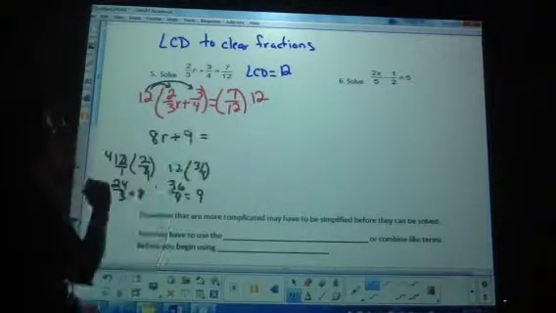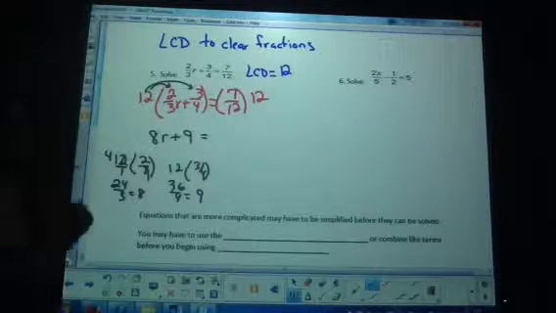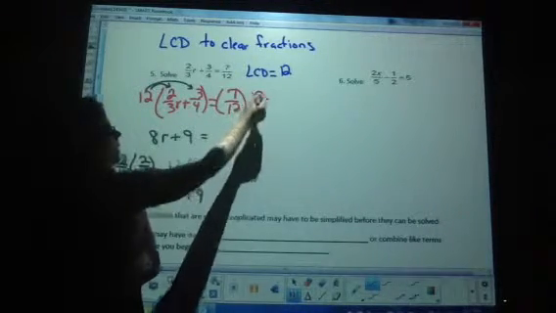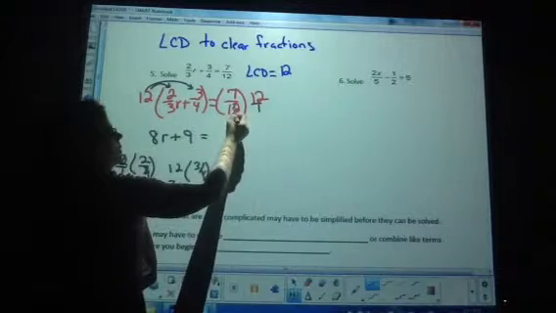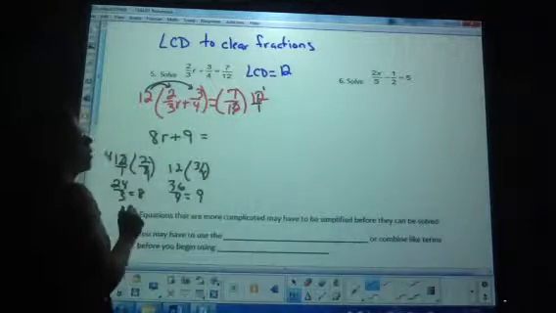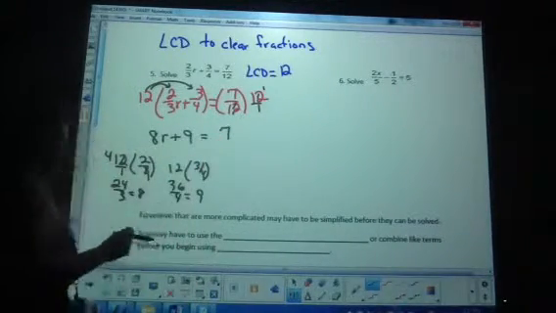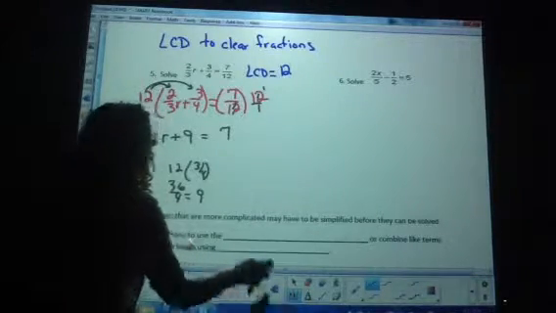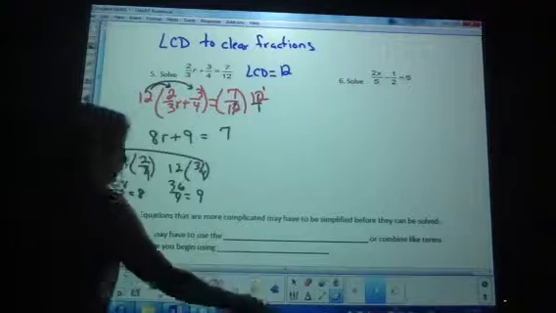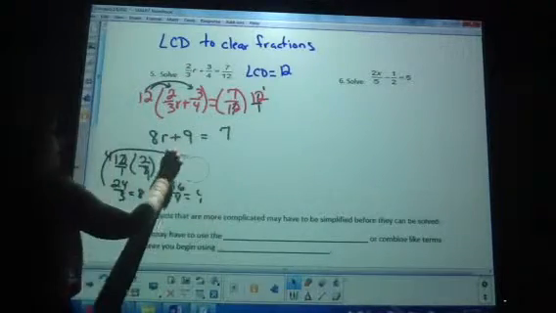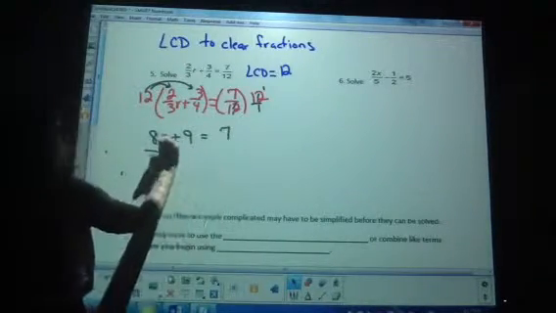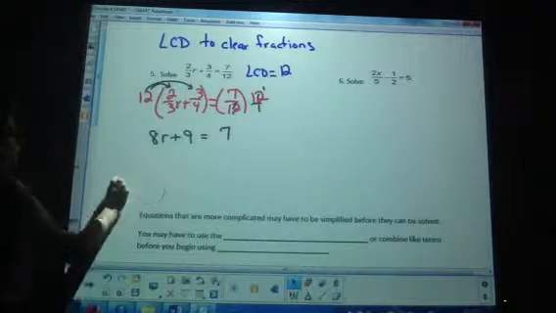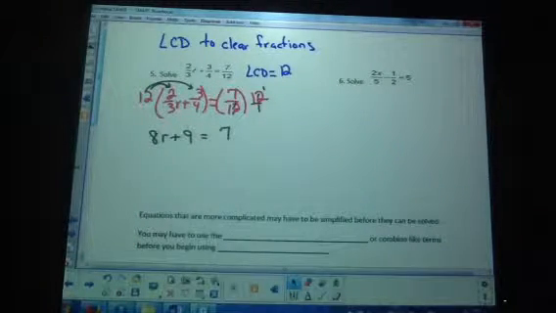All right, now on the right side, well, my 12s can cancel out to 1, right? So on the right side, I get 7. And you've just canceled out that denominator. You have less of a chance of making an error if you can do it this way. And that's why I want you to practice this way with your practice tonight.